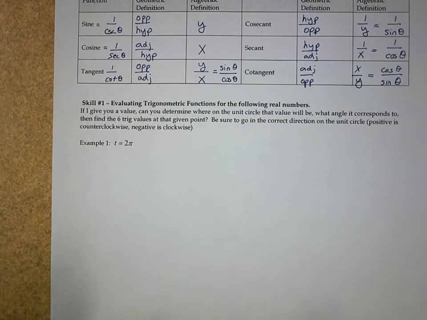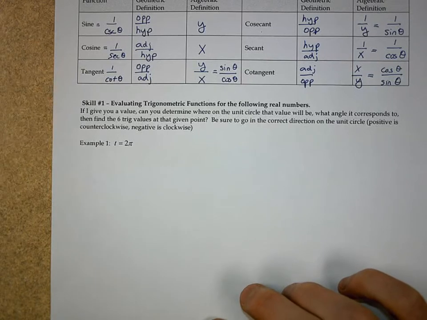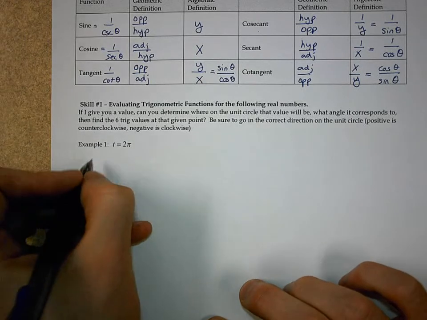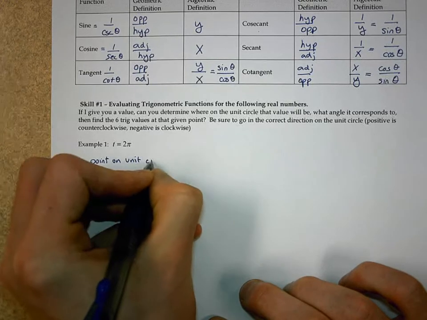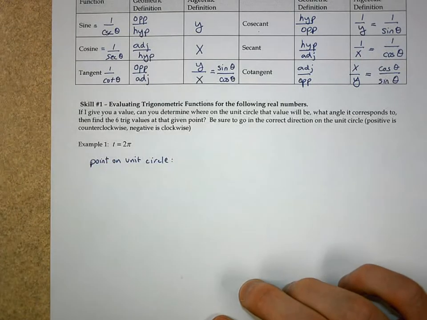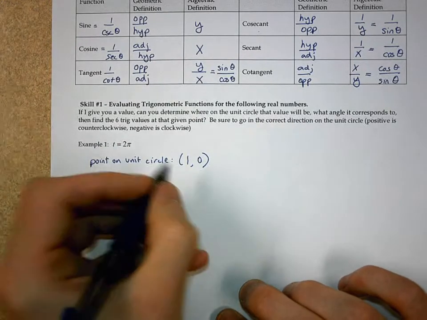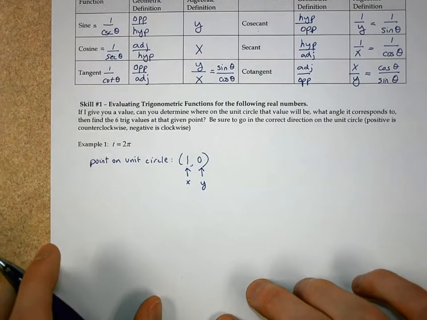So now what we want to do is find those 6 trig functions from values on the unit circle. So here I'm giving you that t is equal to 2 pi. And I look back at my unit circle to see what is the ordered pair at 2 pi. The point on the unit circle for 2 pi is going to be (1, 0), where 1 is the x value and 0 is the y value.